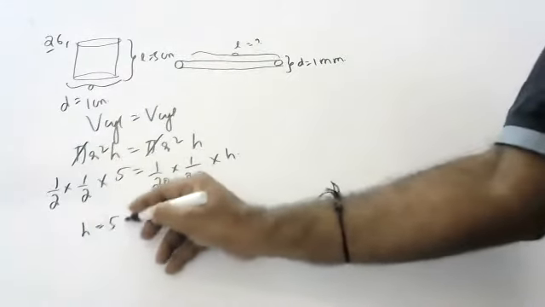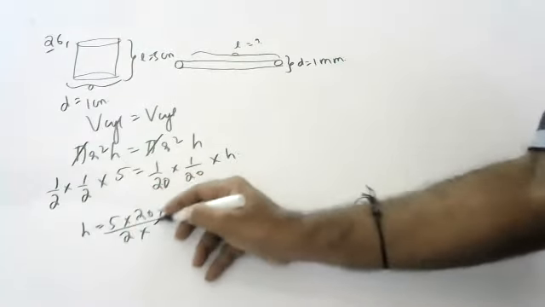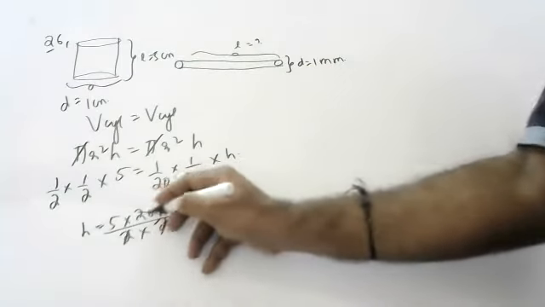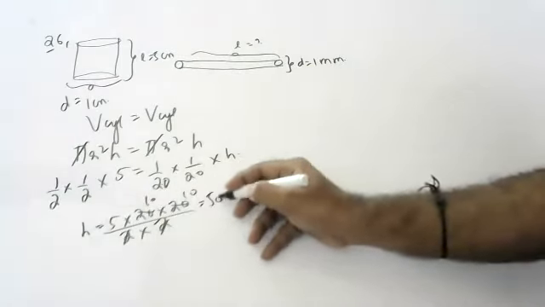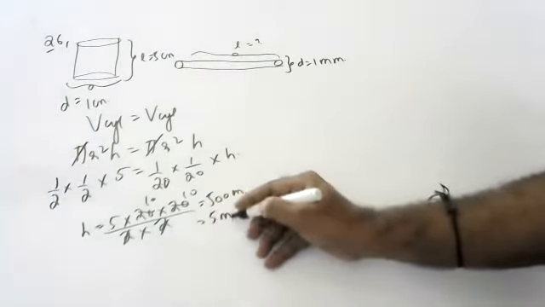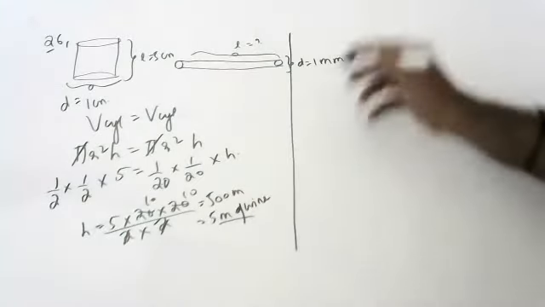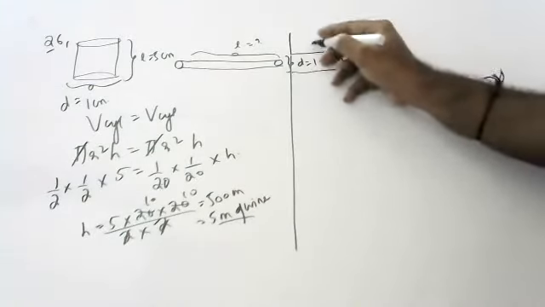So what will you do? 5 into 5 into 20 into 20 by 2 into 2. So 500 centimeters. What do you mean by 500 centimeters? 5 meters. 5 meters of wire is drawn out. Okay, children, like that you should do. Okay, Vedant, next one, 27.